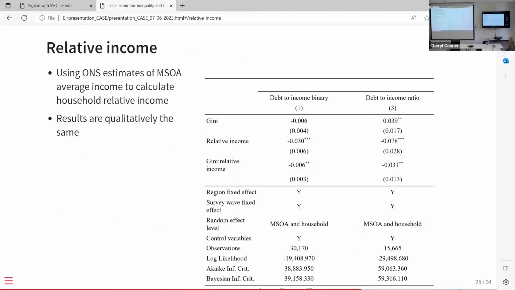We can also look at relative income. I had gross income as the main income measure, for everybody, but we actually have estimates from the ONS for MSOA average income. So we could take each household's income minus the average income of the MSOA to have a relative income level for their area, and still see these negative coefficients for both main dependent variables.